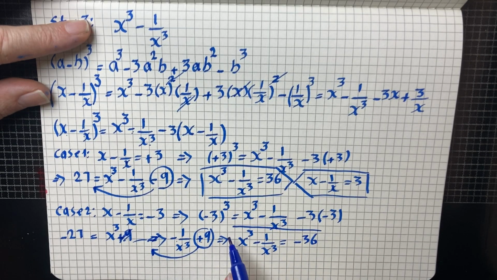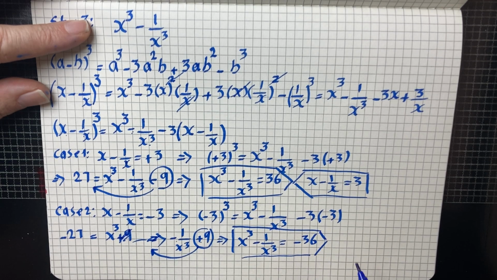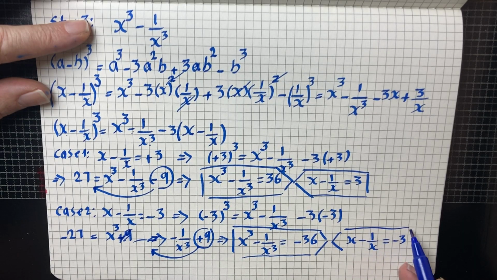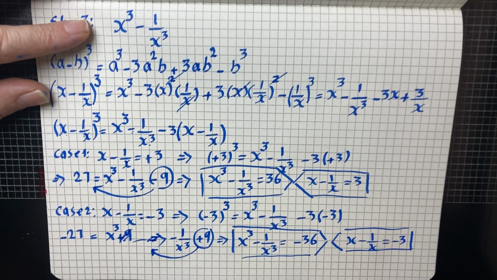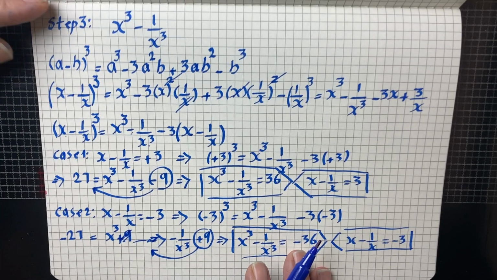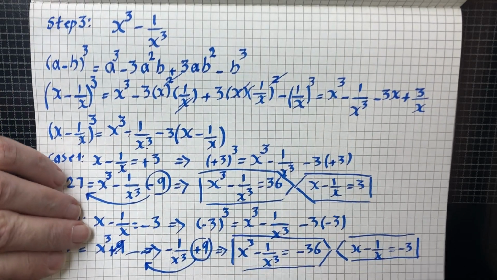So this is the value of x cubed minus 1 over x cubed when x minus 1 over x is going to be negative 3. Until here, nice. We already found the value of x cubed minus 1 over x cubed, x minus 1 over x, and from step 1, x to the power of 2 plus 1 over x to the power of 2. So last step, what is our last step?